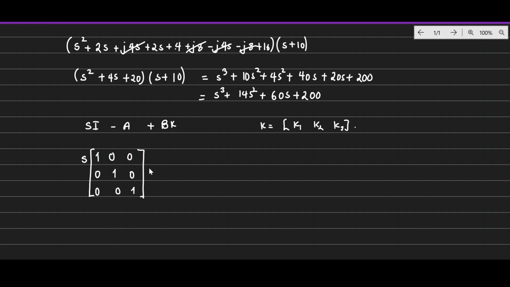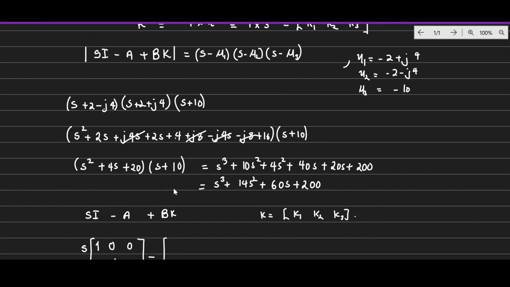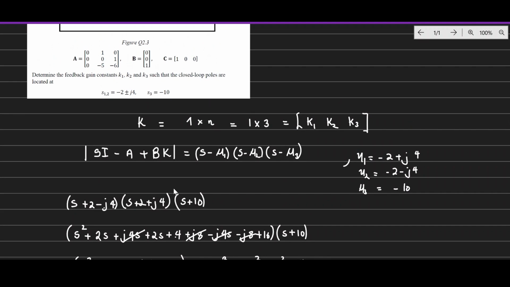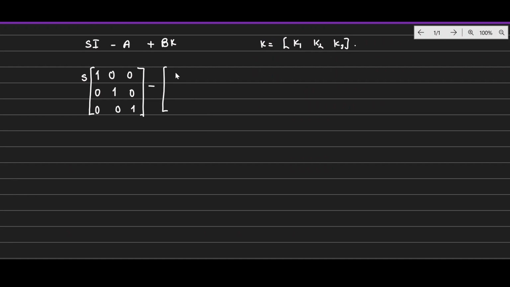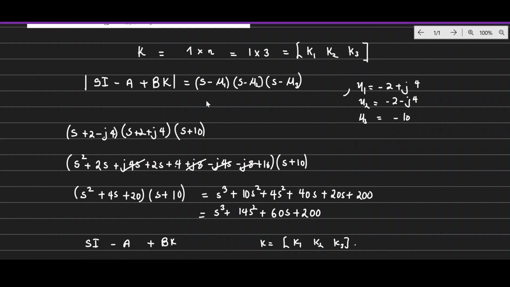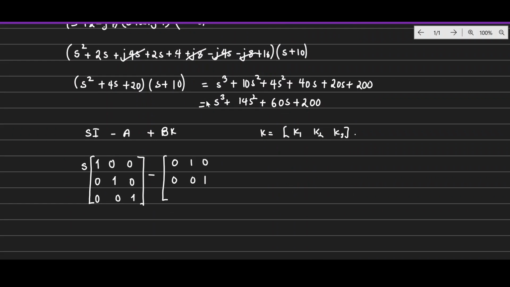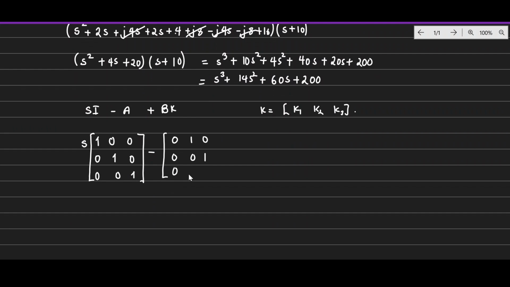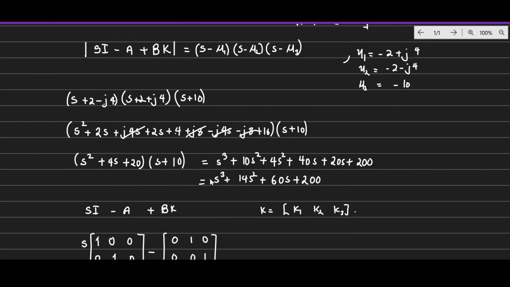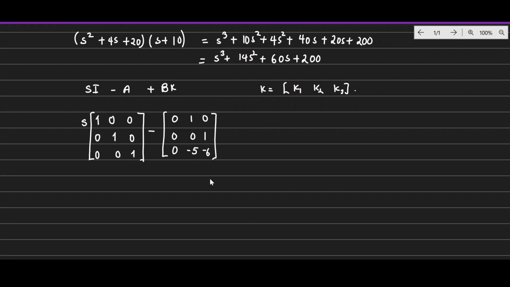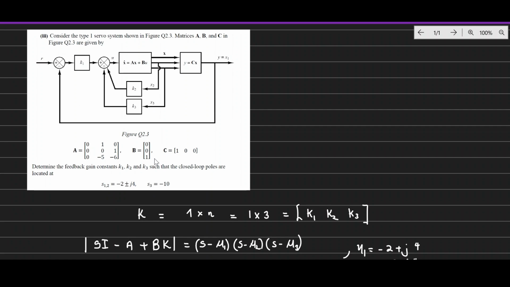And then minus A. What is our A matrix? Our A matrix is given there as 0, 1, 0, and then 0, 0, 1, and then we have 0, negative 5, negative 6. And then plus B times K. What is B times K? So what is our B matrix? This is our B matrix, 0, 0, 1, and then times K.